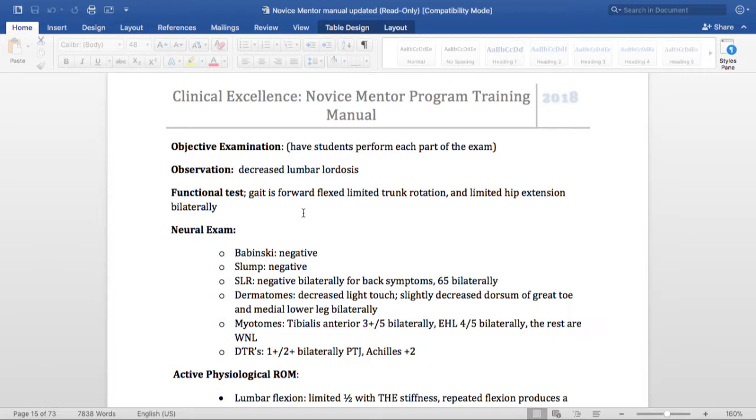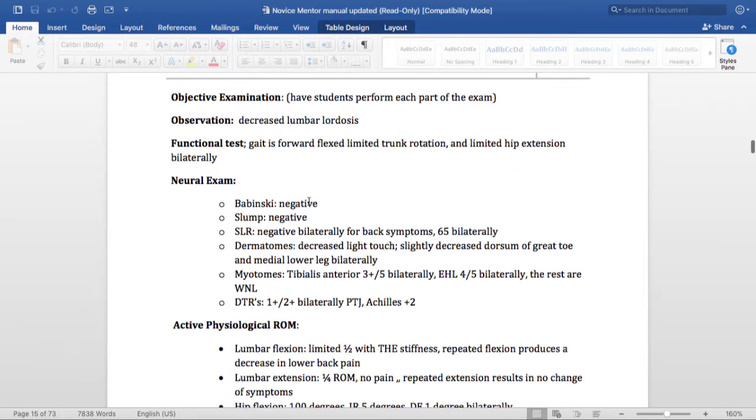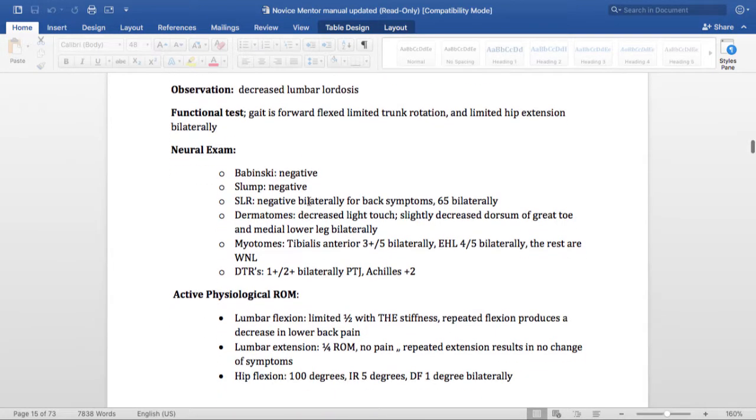Have them go through a normal exam, and here are the findings. Remind them of dermatomes and where they are. We have here an L4 dermatome, L5 dermatome. DTRs, again, bilaterally are L3, L4, patellar tendon, Achilles is fine. Again, remind them of their myotomes: anterior tib, extensor hallucis longus, L4, L5, respectively.